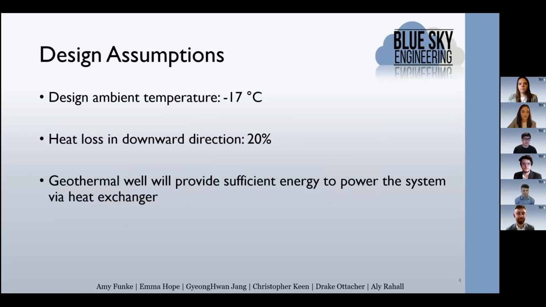There were a few design assumptions that we would like to outline before going into our design. The system was designed to withstand an ambient temperature of minus 45 degrees Celsius, with the lowest recorded temperature for that area being minus 44 degrees Celsius. However, through a climate analysis, we determined that the ambient temperature that should be used to size our system was minus 17 degrees Celsius. We also assumed that the heat loss downwards away from the runway surface would be 20% heat loss. Lastly, we assumed that the geothermal well will provide sufficient energy to power the system, as the heat exchanger design was out of scope for this project.